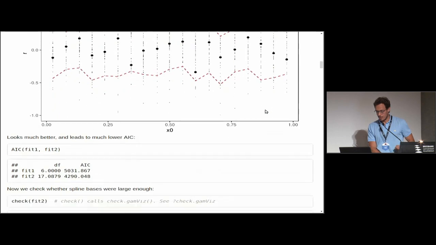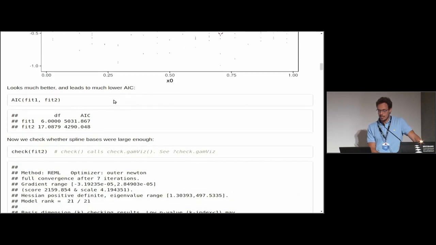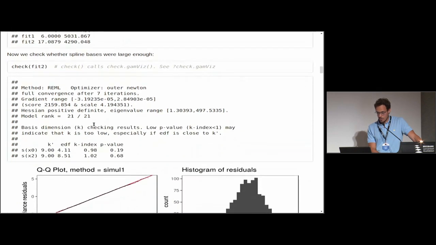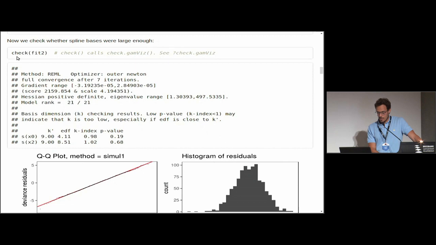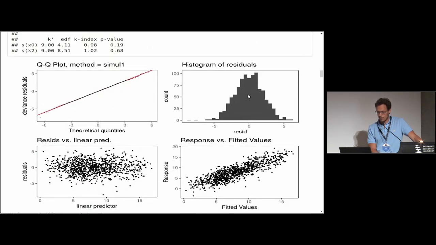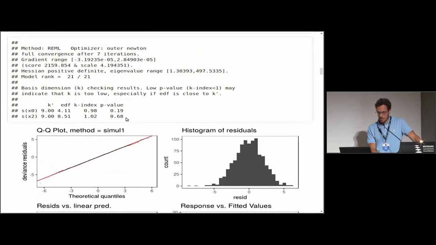Of course, if I want to compare this model I just fitted with the one I had before, I can use AIC. And then, if you want some more diagnostics, you can use the check function on your fitted model. What this does is produce some diagnostics. So here we have a QQ plot, histograms of residuals, etc. What matters is essentially this table here, which is the table I was talking about before.